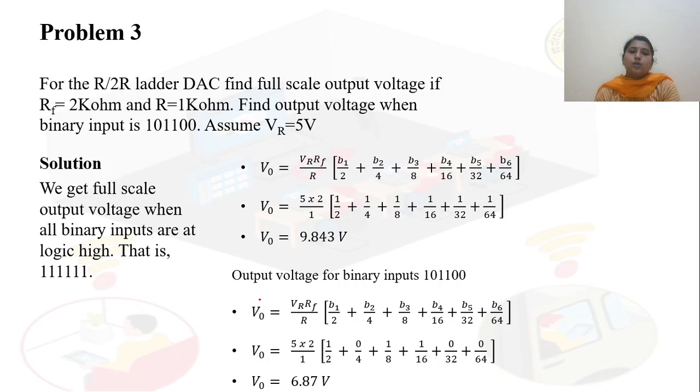So output voltage for the binary input 101100. For B2 we have to put 0, for B5 we have to put 0, and for B6 we have to put 0, and the remaining B1, B3 and B4 bits are at logic high. So the output voltage for this 101100 input is 6.87 volt.